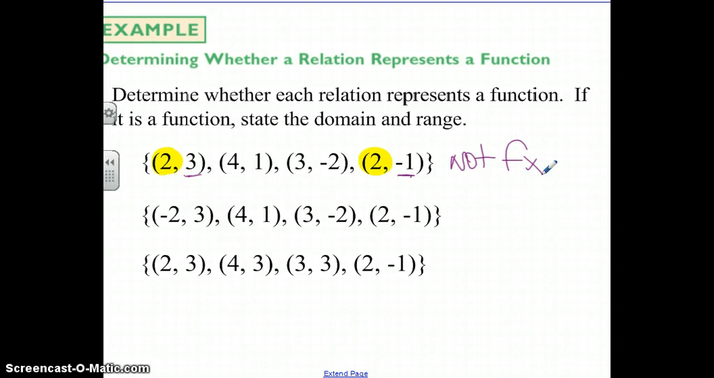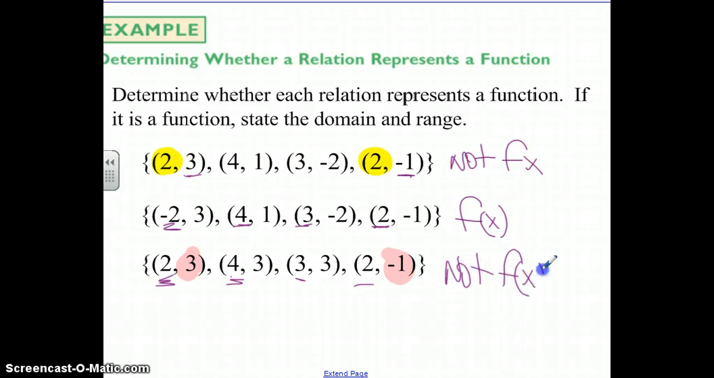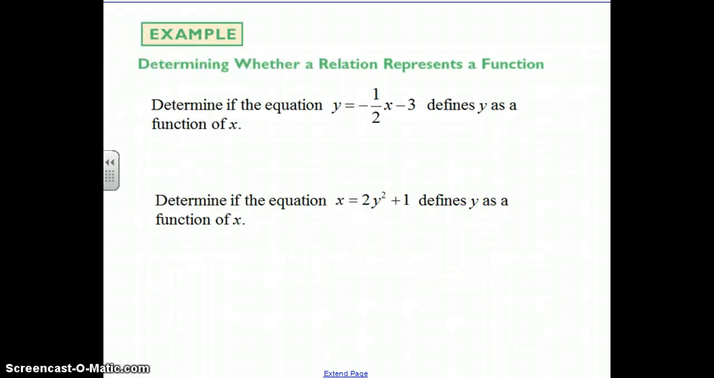In this scenario it looks like the x's do not repeat, so that's going to be a function. And again, I'm just eyeing the x's here. And it looks like the x's repeat, and they're different y values, so once again, not a function. For every x, there needs to be only one y.